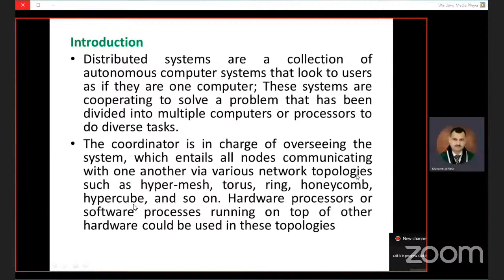The coordinator is in charge of overseeing the system, which entails all nodes communicating with one another via various network topologies such as hypermesh, torus, ring, honeycomb, hypercube, and so on. Hardware processors or software processes running on top of other hardware could be used in these topologies.